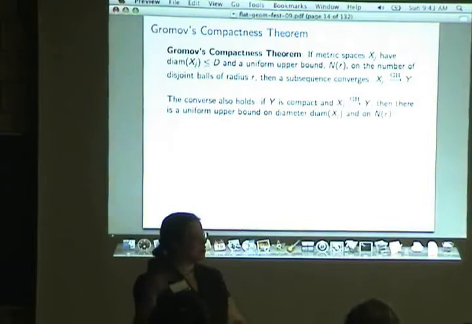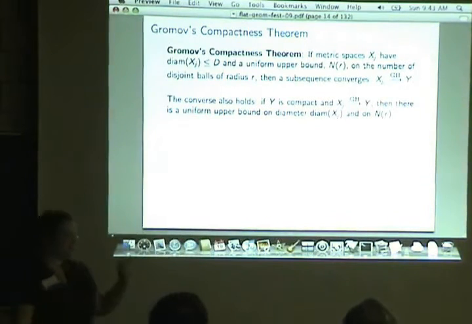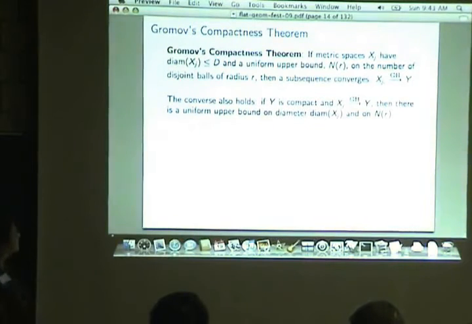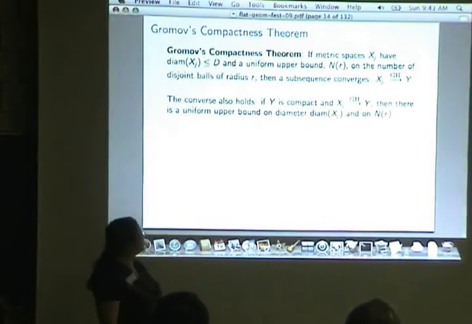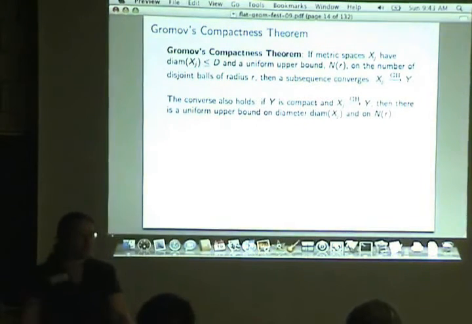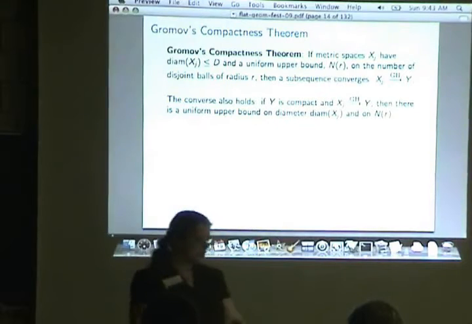Yeah, but then it ends up being true for all. The converse also holds, that's why it ends up being true for all, which is that if you have a sequence that converges in the Gromov Hausdorff sense, then a uniform upper bound on diameter results. Here we're going to assume the limit space is compact. And you have a uniform number on the balls in the xj's.